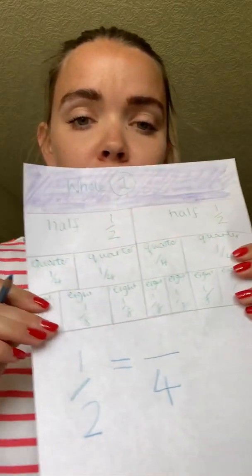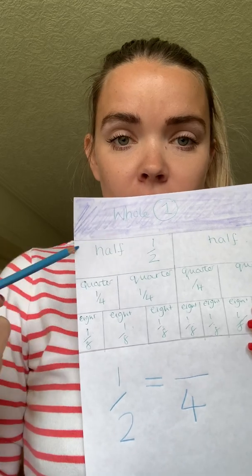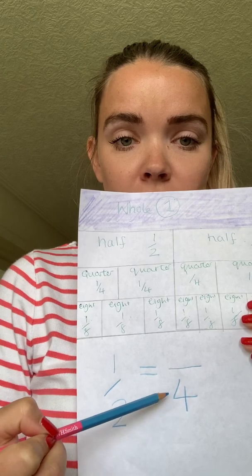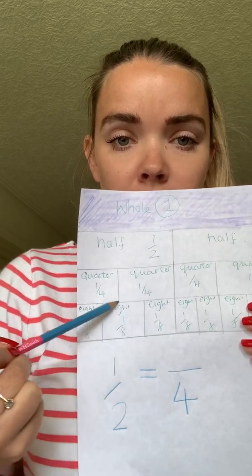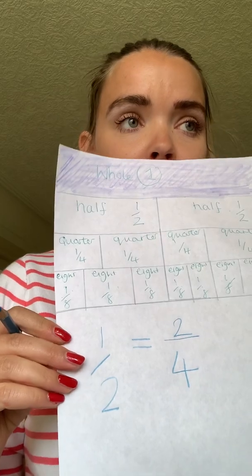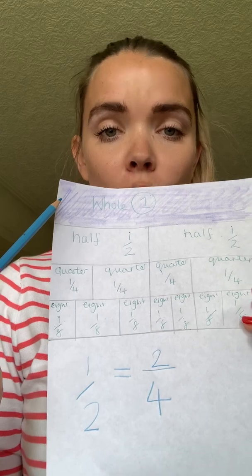So the first question is this. 1/2 is equal or equivalent to something over 4. Well, here's my half. So I look at this section. And if I draw my line around my quarters, because I know that I'll be looking at the quarters section. How many is the same? It's 2 quarters.